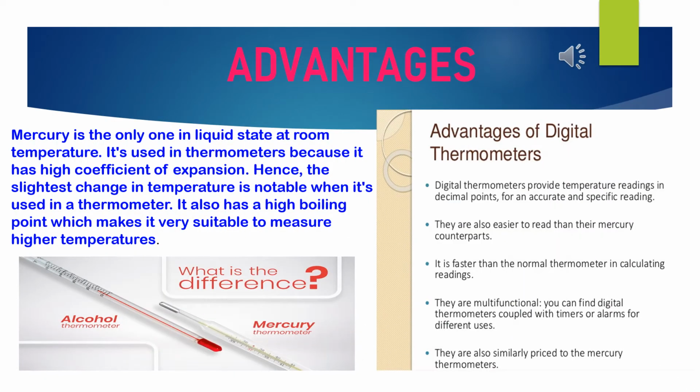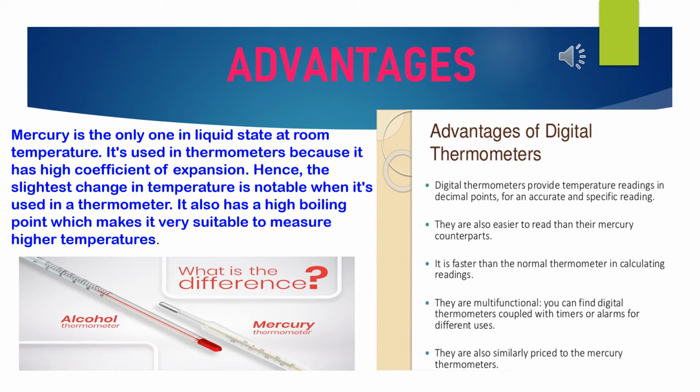Now in this slide, I am talking about some advantages. First, the advantages of the use of mercury in thermometers. Mercury is the only metal in liquid state at room temperature. It's used in thermometers because it has a high coefficient of expansion. Hence, the slightest change in temperature is notable when it is used in a thermometer. It also has a high boiling point, which makes it very suitable to measure higher temperatures.